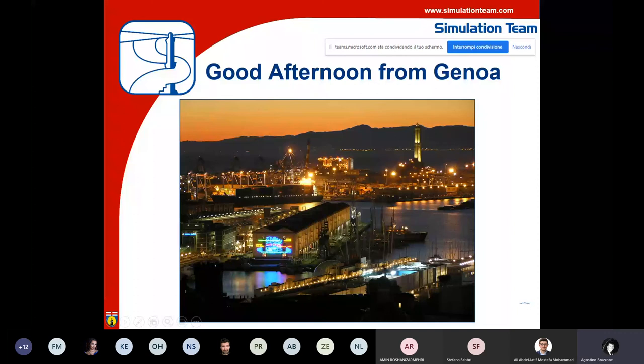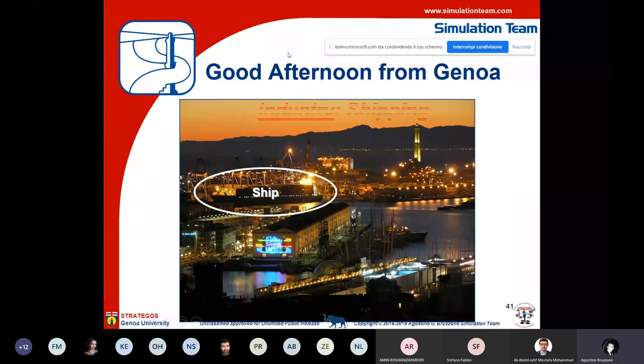You can see a terminal container. You can see there is some social life over here, cinema, multiplex, etc. There are some yachts, there is the aquarium, and many other things around. Okay. Now, over here, you can see there is a ship.